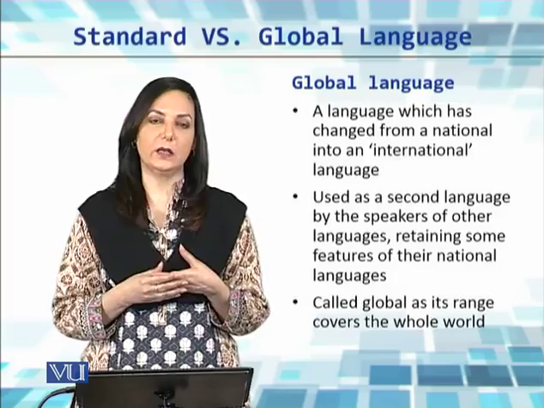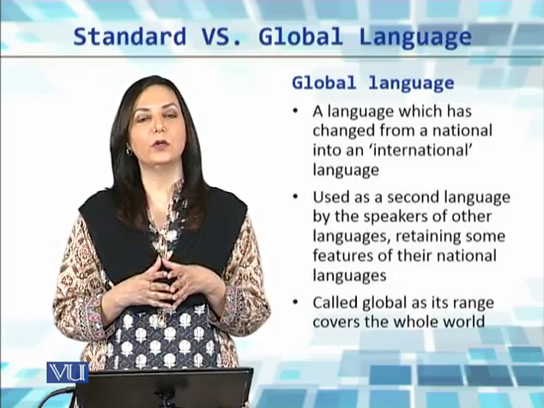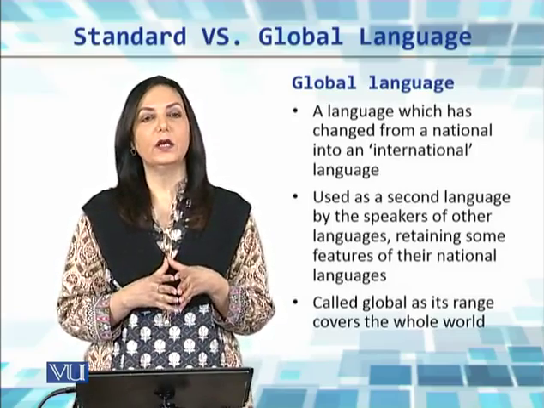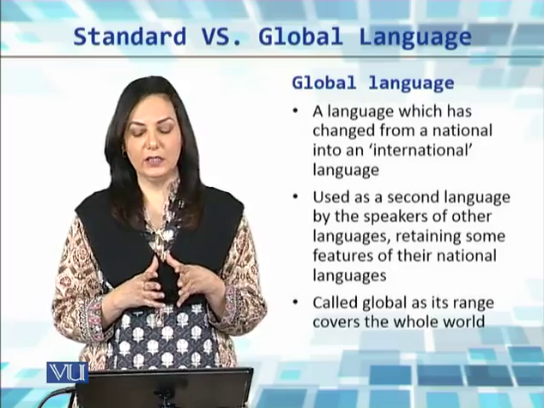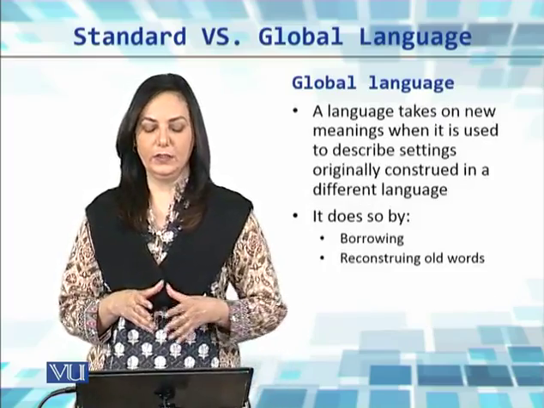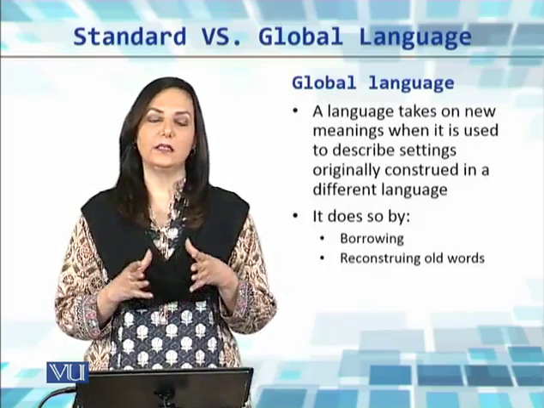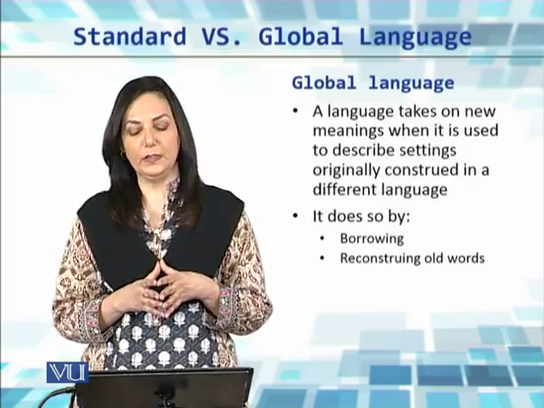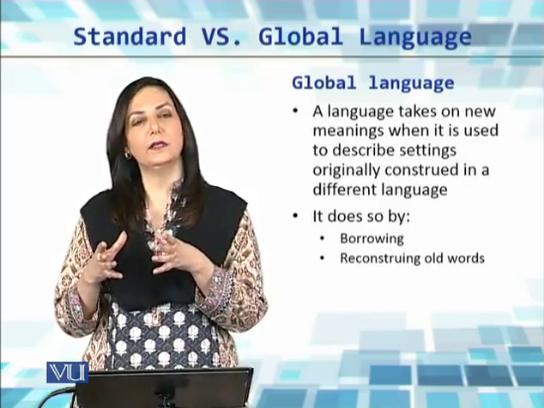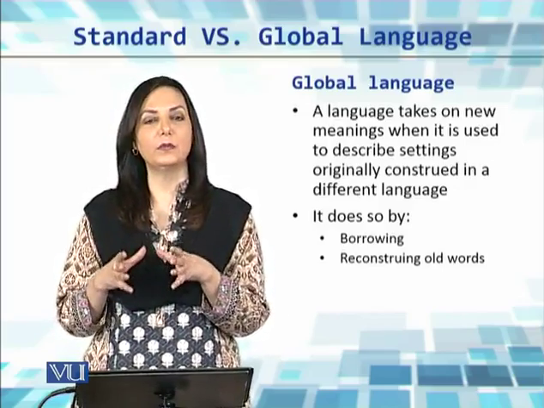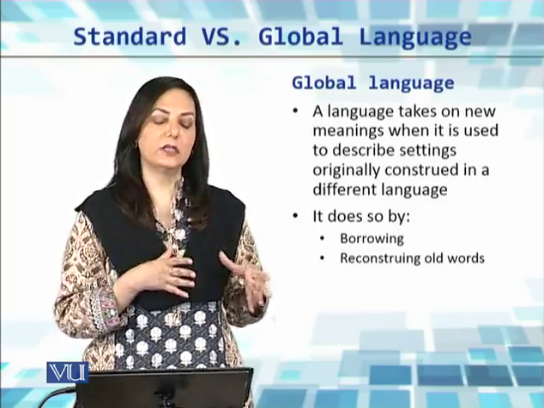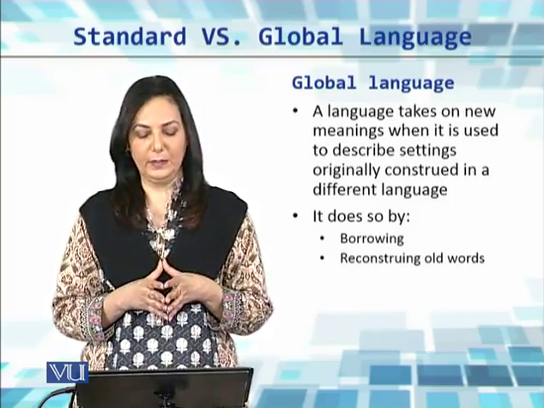English is an international language, but we call it global because of the expanse of its use, because it is used all over the world. So its range of use covers the whole world, and that is why we call it a global language. A global language, just like a standard language, also takes on new meanings when it is used in new settings to describe the ideas and concepts which are unique to those new settings and which were missing from the original context of the global language.